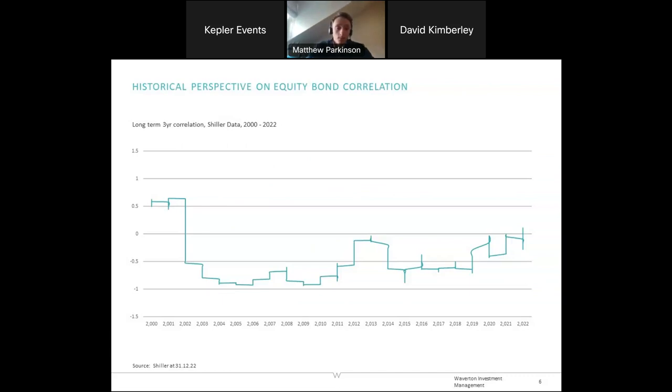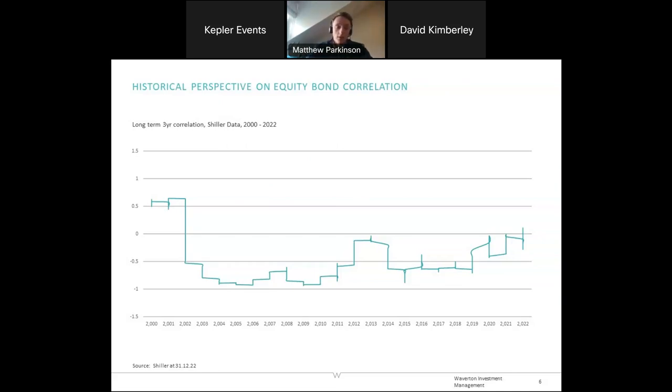Now, this sell-off in equities and bonds at the same time caught a lot of investors off guard. That's really because over the last 20 years, the rolling correlation between equities and bonds has been consistently negative, as demonstrated by this chart. It has never breached into positive territory, going all the way back to 2002.